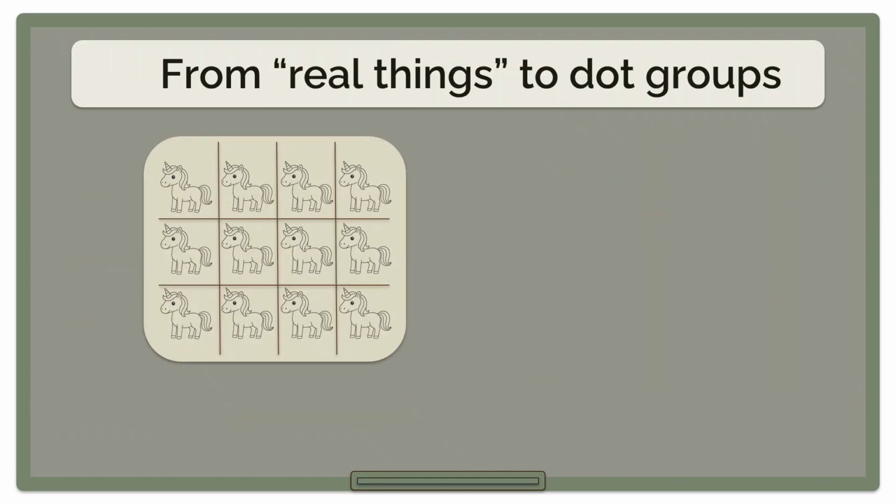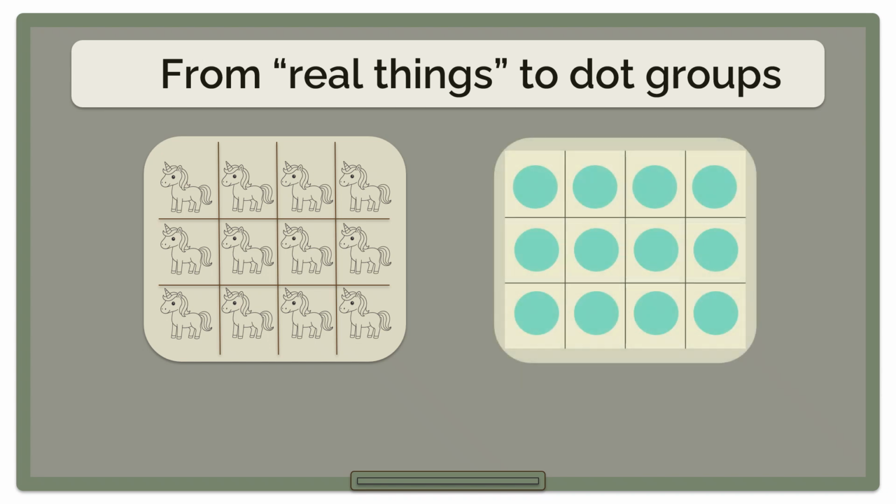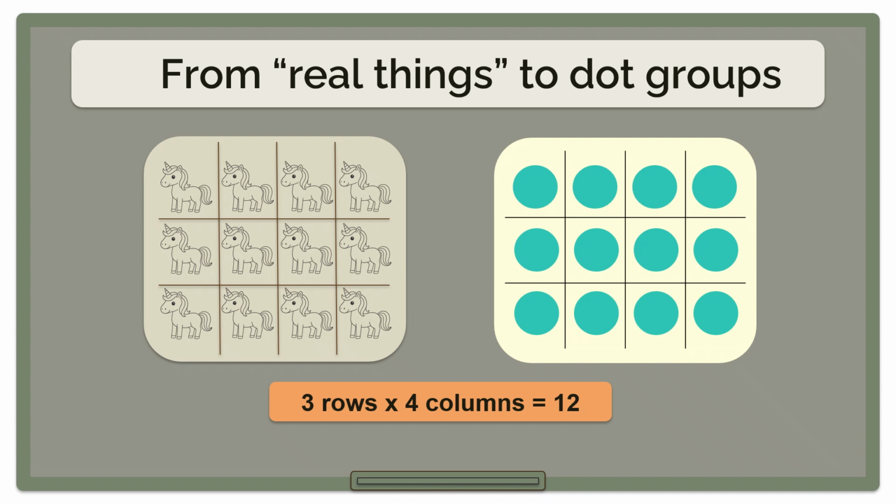We also looked the last time at moving from real things to dot groups. So you might remember my field with unicorns, and I have 4 columns and 3 rows. Have you got that picture? And if I wanted to show that with dots, I would simply replace my unicorns with dots, so I still have 3 rows by 4 columns, and altogether I have 12. And in repeated addition, I have 4 plus 4 plus 4, which is the same as 3 multiplied by 4.